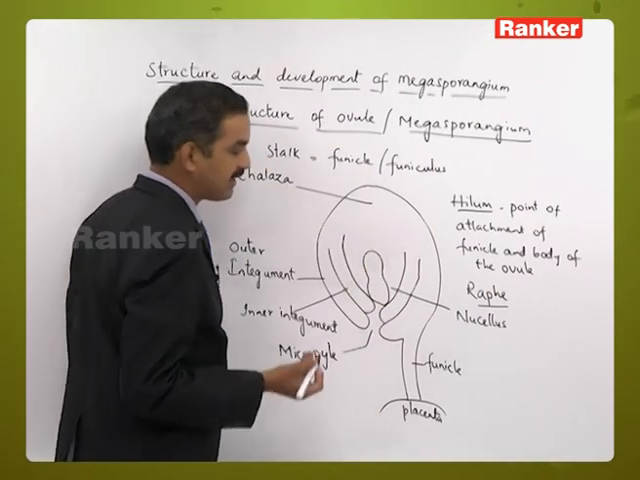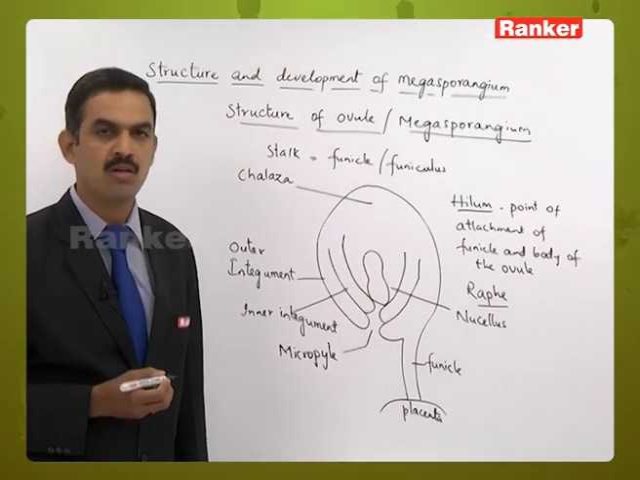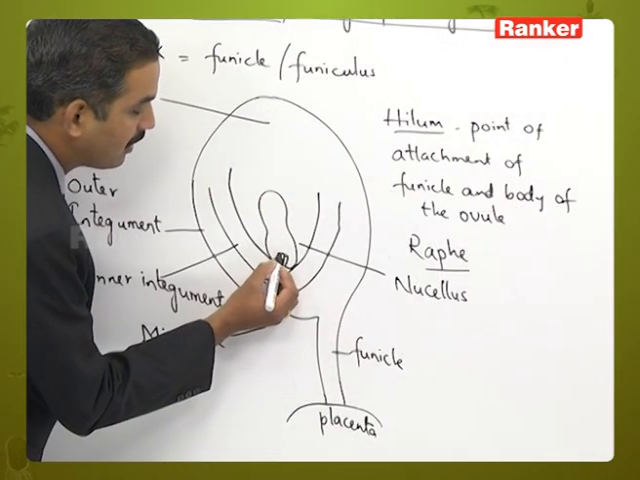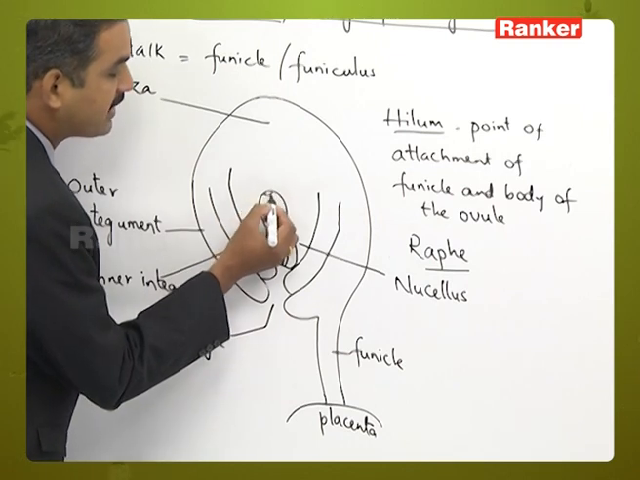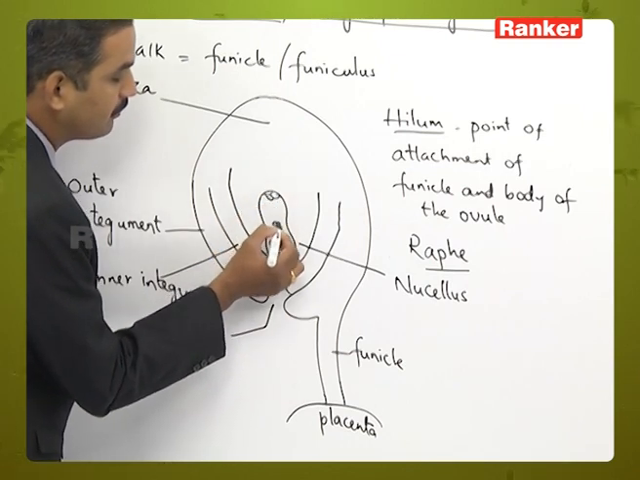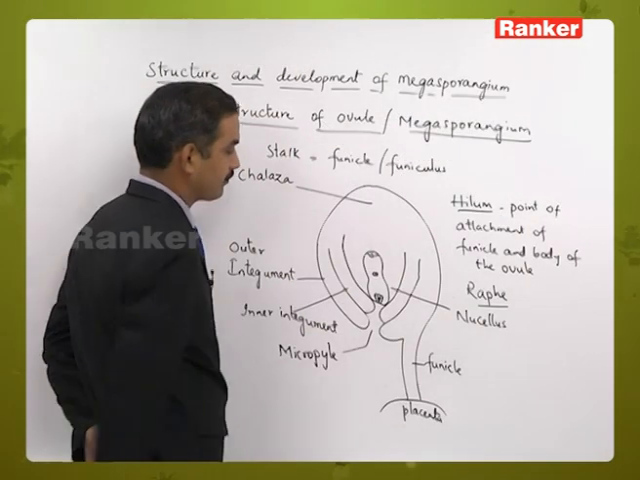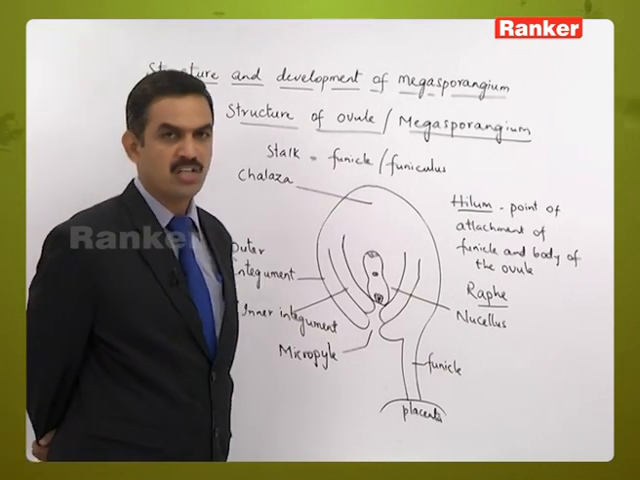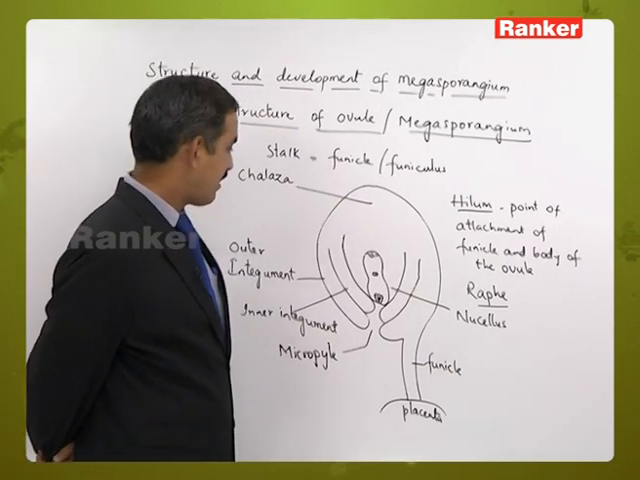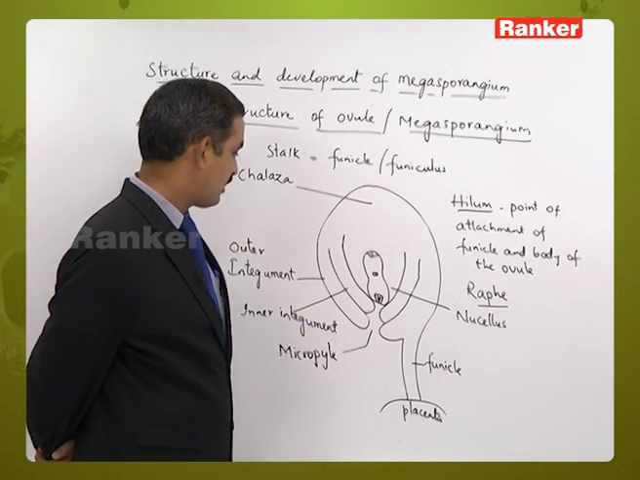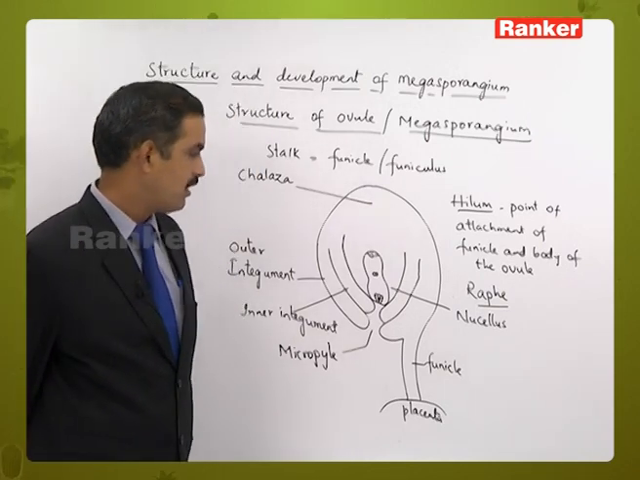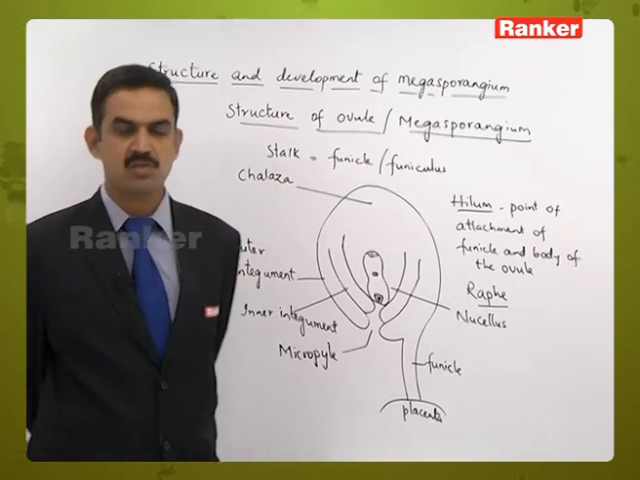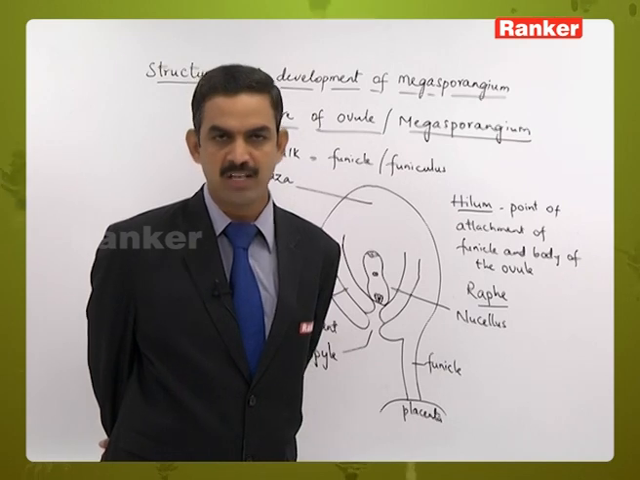This embryo sac is otherwise called the female gametophyte, and it contains a 7-celled, 8-nucleated structure. So this is called the embryo sac. These are the parts that we can see in the structure of an ovule. And one more thing here: it is not assured that all ovules contain 2 integuments. There are some plants in which the ovules do not have an integument at all.